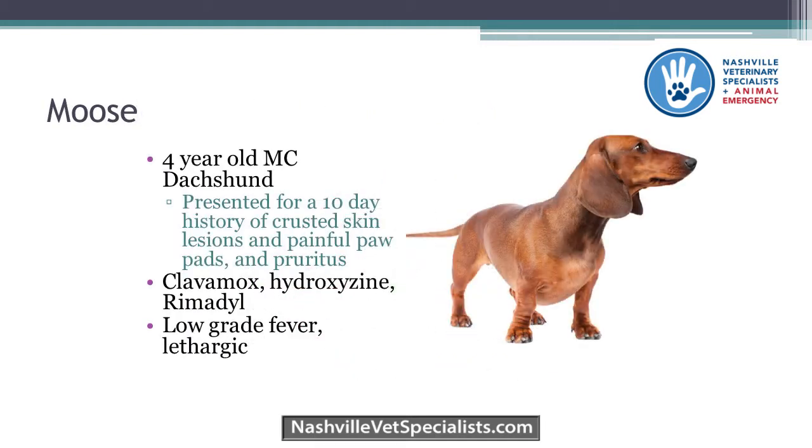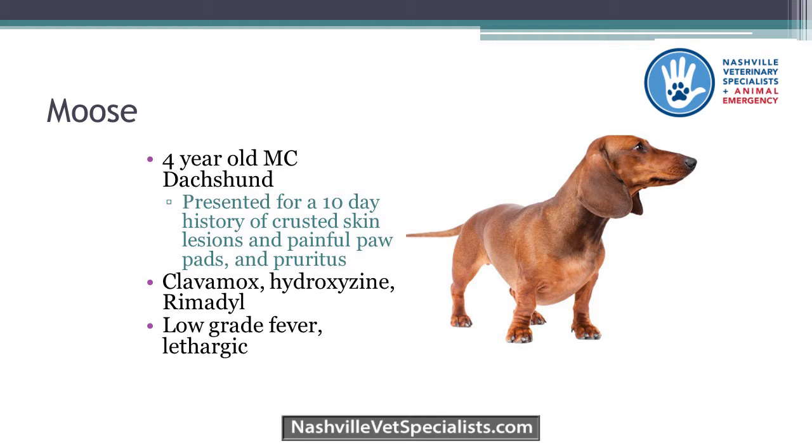I'm going to put a case in right away just so we can start thinking about things from a clinical perspective. And we're just going to kind of touch on him throughout the presentation as an example of how we might use these drugs. So Moose is a 4-year-old male castrated miniature dachshund, and he presented to me after about 10 days of some crusted skin lesions. His paw pads were super painful, and I think that was actually the very first thing the owners noticed, that he was lame and having trouble walking, almost kind of the walking on eggshells type of description. And then he was a little bit itchy on some of these lesions as well.